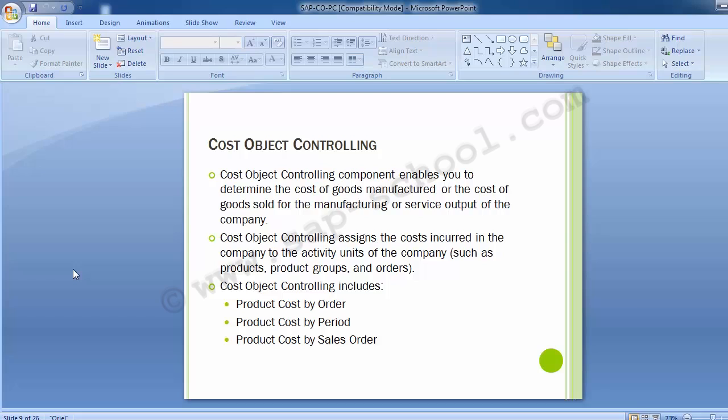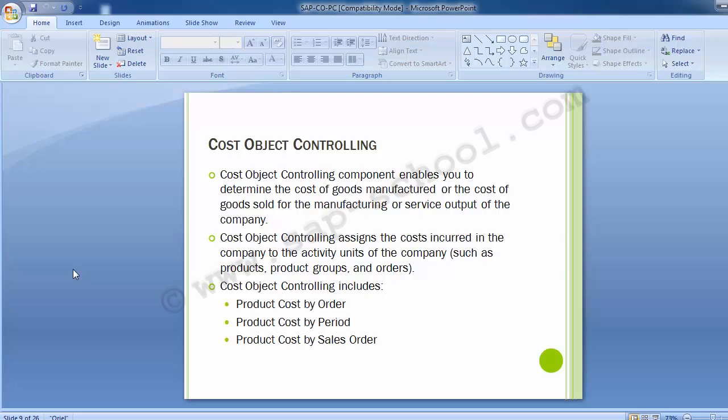The cost object controlling component enables you to determine the cost of goods manufactured or cost of goods sold for the manufacturing or service output of the company. Cost object controlling assigns the cost incurred in the company to the activity units of the company, such as products, product groups, and orders. Cost object controlling includes product cost by order, product cost by period, and product cost by sales order.